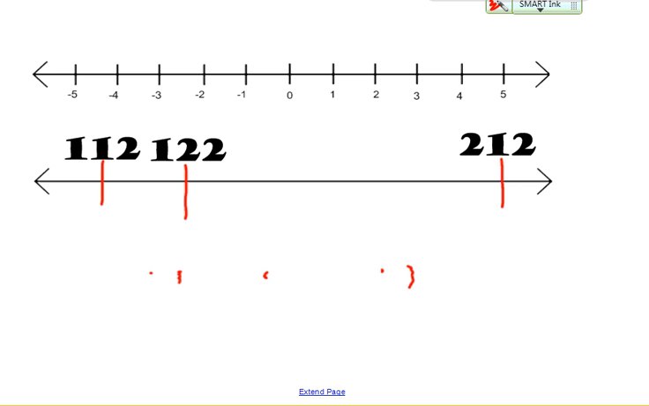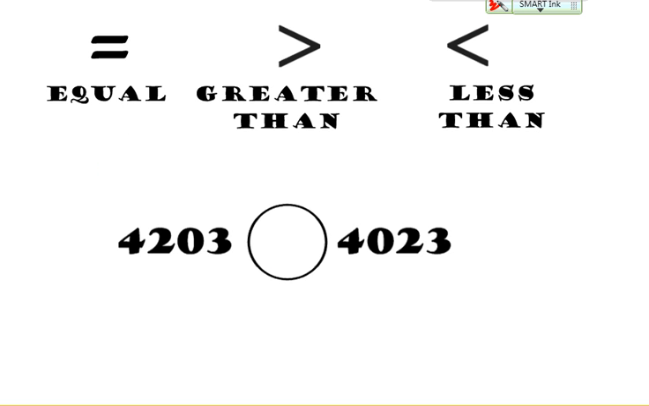Now you may have looked at these numbers and said, I can do this without a number line. If you can do it without a number line, great. But when you run into that problem, this is how you set it up to use the number line to help you. And then you can see how that works.